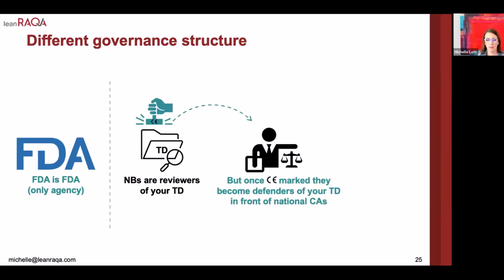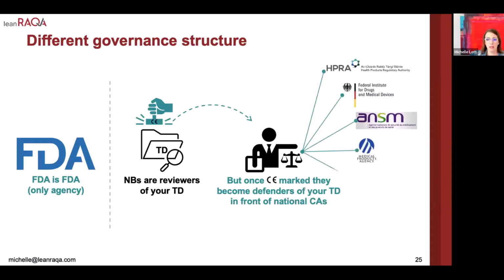Each notified body, once they certify your technical documentation, they now become the defenders of your technical documentation in front of national competent authorities. And for every country in the EU, there is at least one competent authority, if not a handful. So this can get to be, especially if you have a problem in the market, quite onerous and quite the level of liability for the notified body.